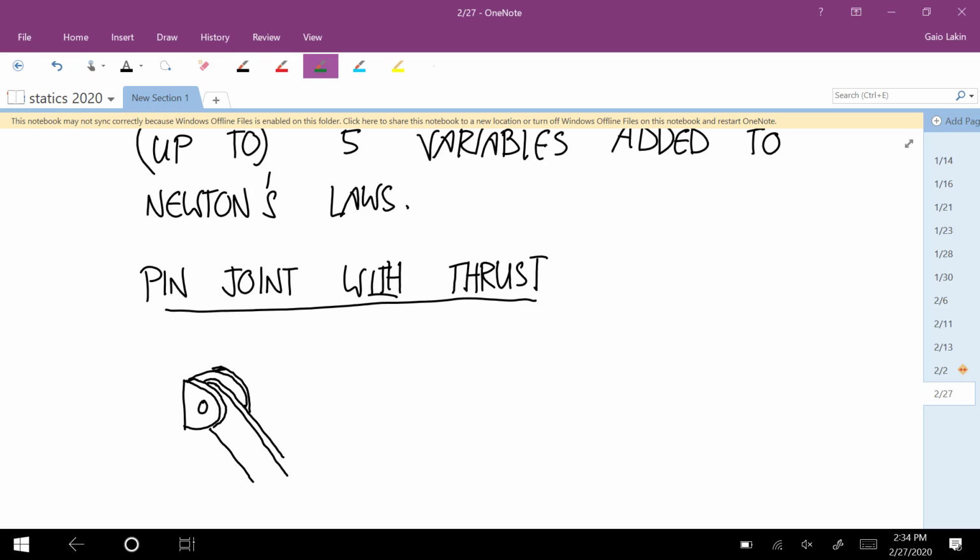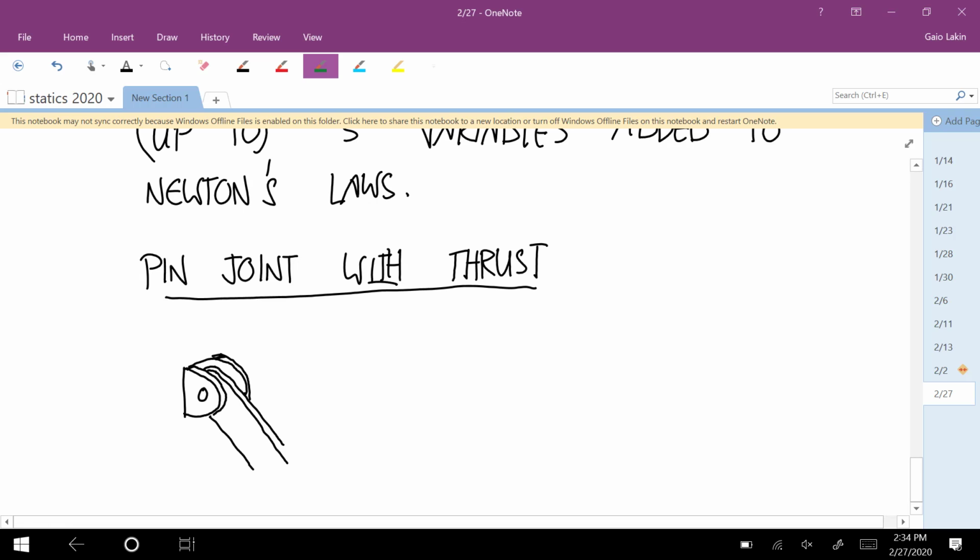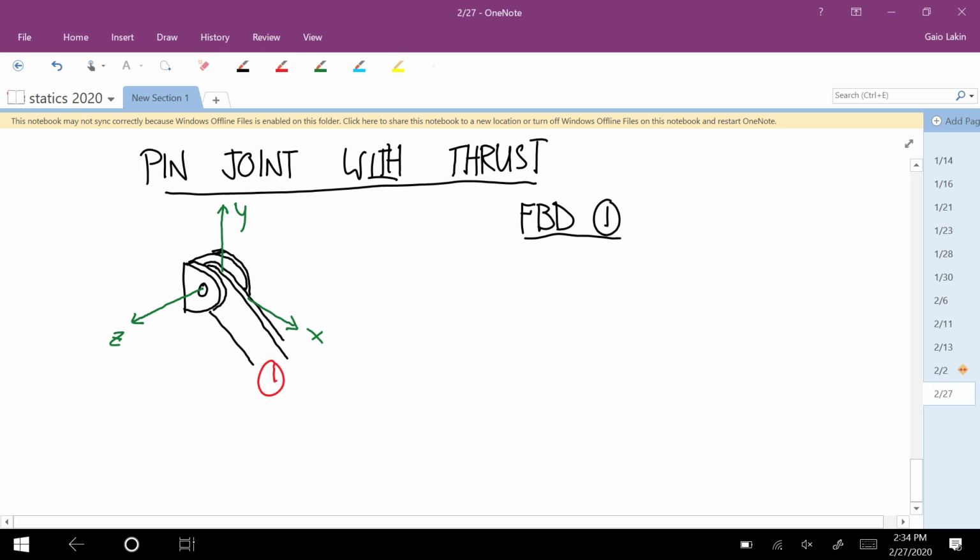And so if this coordinate system, so like say you have the z-axis going along the pin, and the y-axis up, and the x-axis this way. And let's say this is body 1. Then a free body diagram of body 1 looks like this. Well, so let's think about how this looks, and then I'll draw the loads in here.